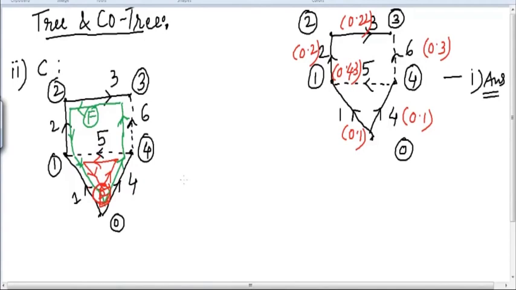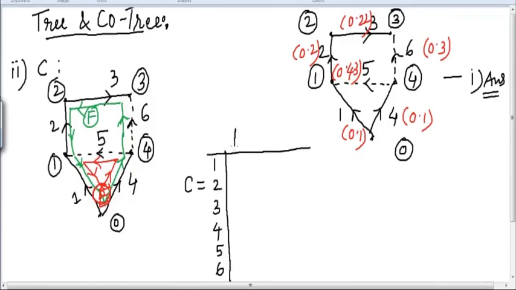So now we can write the matrix C. C will be equal to 1, 2, 3, 4, 5, 6. Again, I am repeating why we are able to write all this sequence 1, 2, 3, 4, 5, 6: because we have chosen 1, 2, 3 and 4 as branches, and the sequence matters because branches and links were different. So here in this case, we have chosen our branches and links in such a way that the first elements are branches and the last elements are links. That's why we are able to write our matrix in this way.